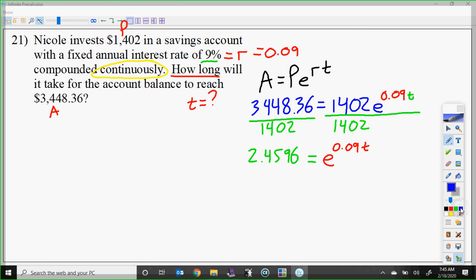I'm going to now change it to log form. So that means log, the base is e, of 2.4596. And remember, logs always equal the exponent. Now, hopefully you're looking at this and you see, oh, log base e is the same thing as ln of 2.4596.